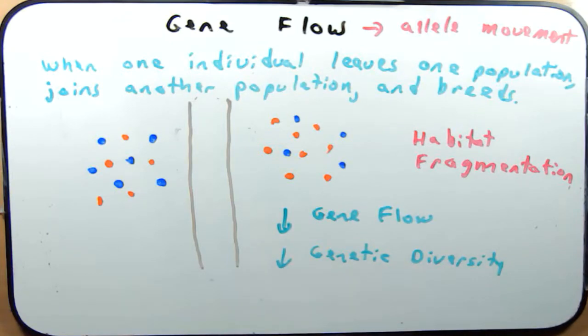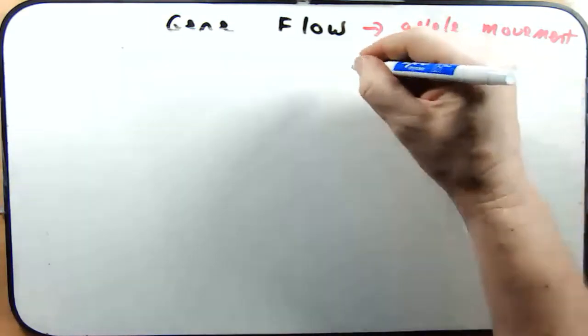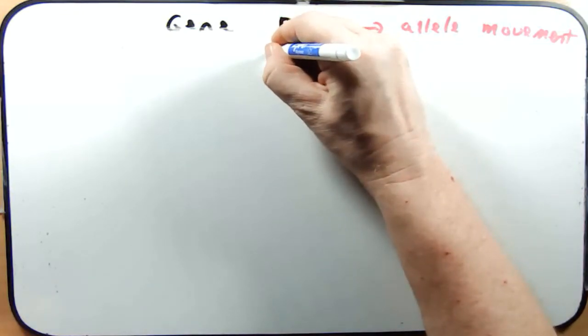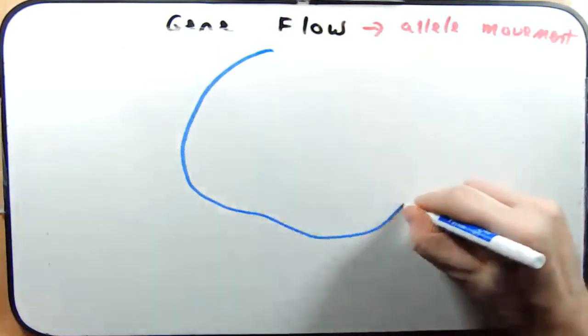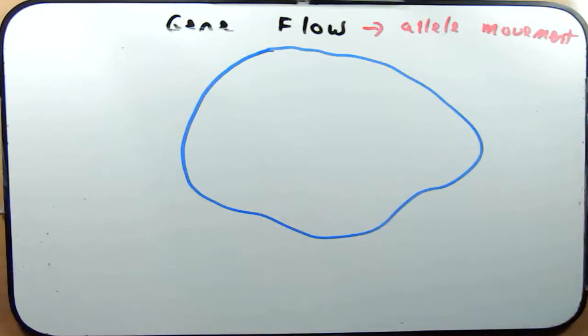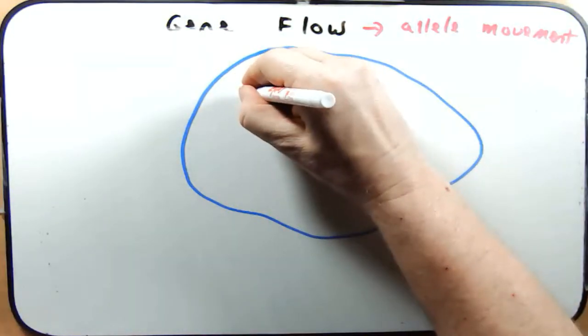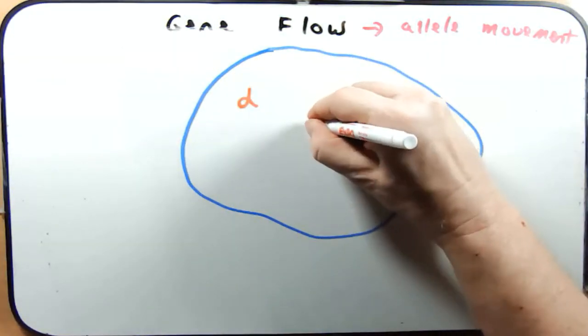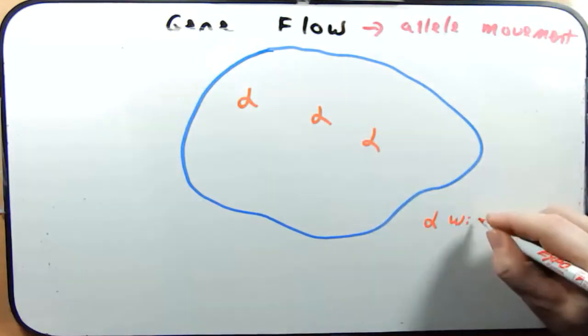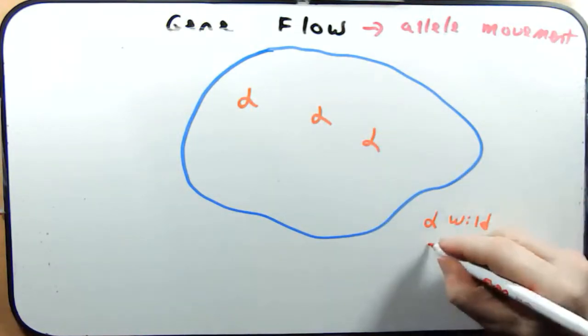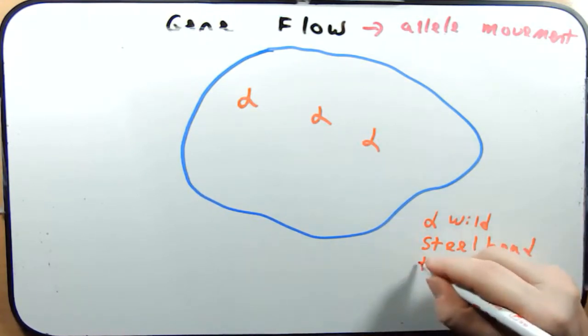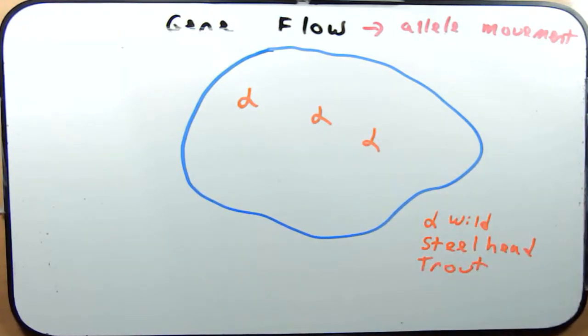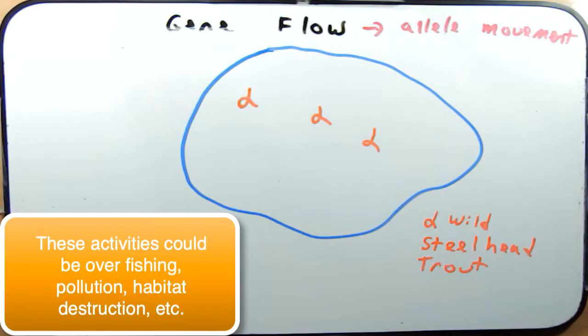Let's talk about an example with steelhead trout. So let's do this here. Let's draw a pond or a lake. We'll call it a lake. And in this lake, pardon my excellent drawing of fish, let's say there is this type of fish that we're going to call wild steelhead trout. At one time, this lake was full of steelhead trout. And due to various activities, the number of steelhead trout has dramatically reduced.